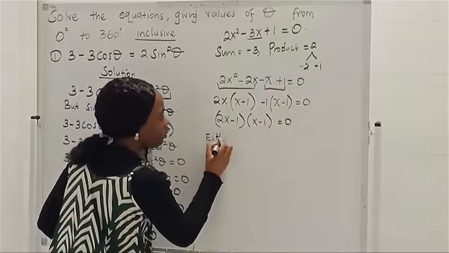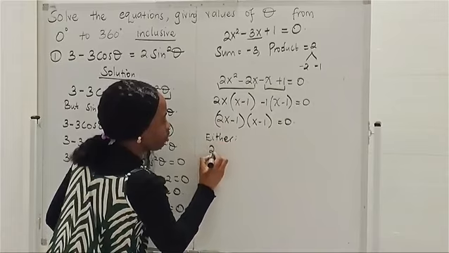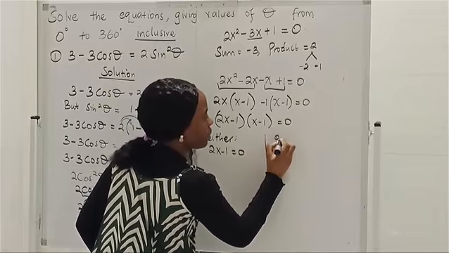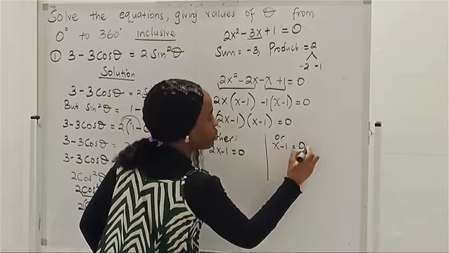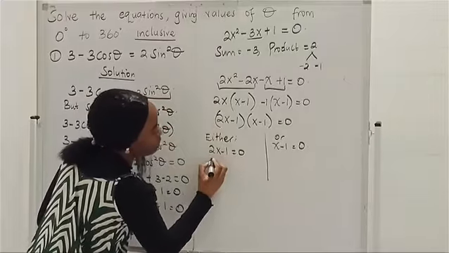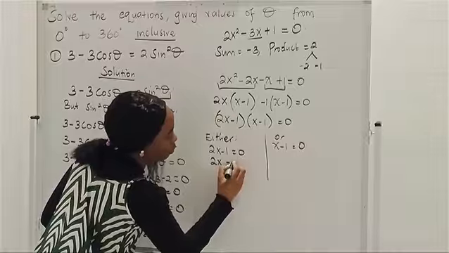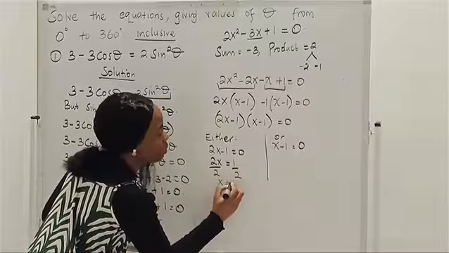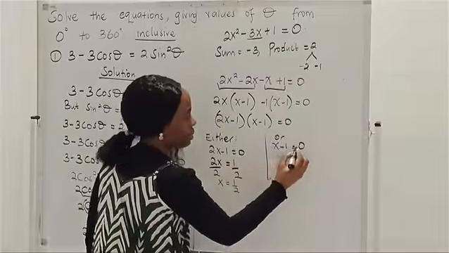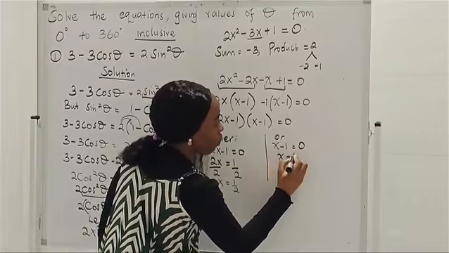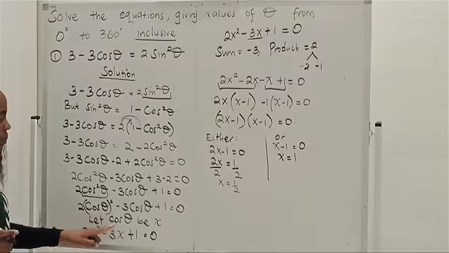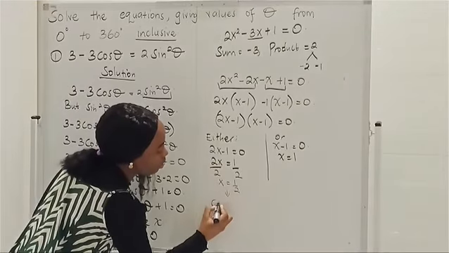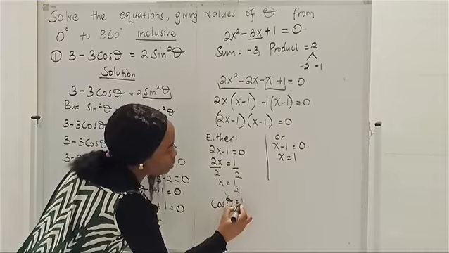So either the first bracket, that is 2x minus 1 is equal to 0, or the second bracket, x minus 1 is equal to 0. Now for 2x minus 1 equal to 0, you have 2x equals 1. Divide by 2, divide by 2. Okay, so your x is equal to a half. For x minus 1 equals 0, your x is equal to 1. But remember, I let cos theta be x, so you bring your cos here. You have cos theta is equal to a half.